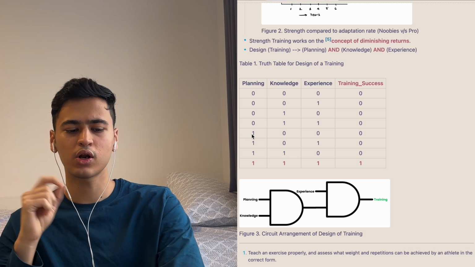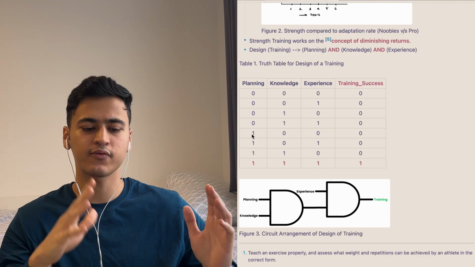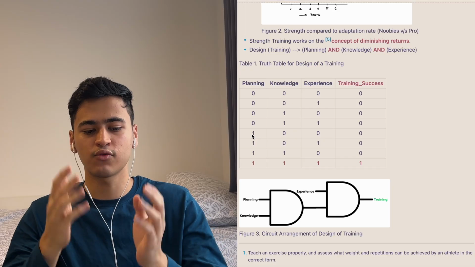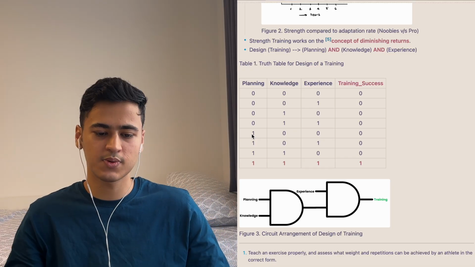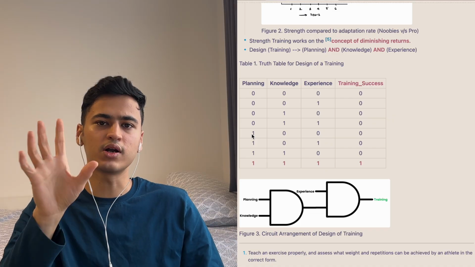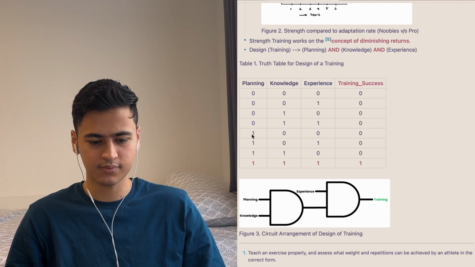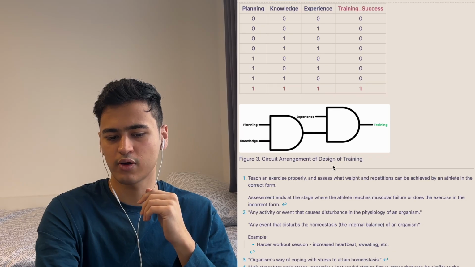Even if we have one of them being false, basically, if we don't have planning but we have knowledge and experience, if we have planning but we don't have knowledge, we have experience, or we have planning and knowledge but we don't have experience, in any of these scenarios, training success will be false. You cannot have a successful training. And this is again one of the circuit arrangements of design of training.